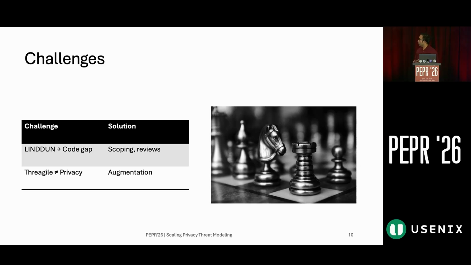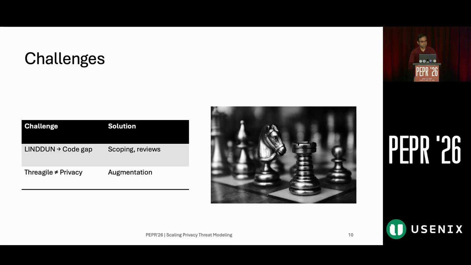However, in order to implement this solution or these rules, we had a few challenges. One is, how do we go from LINDDUN threat definitions to code? How do we address this gap? The way we approached it is we scoped down the LINDDUN threats based on the context and the organization details. So that was one. And the other thing was we did multiple rounds of reviews with subject matter experts within the organization and tried to convert these particular threats to code.